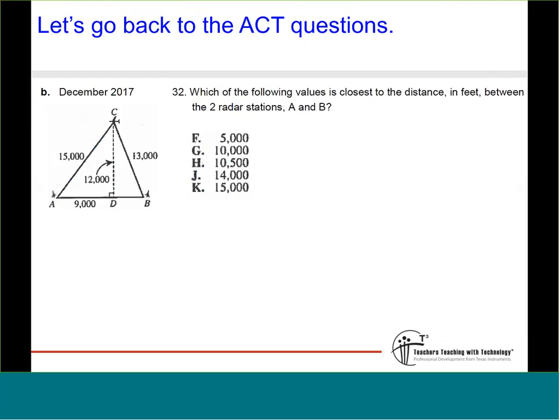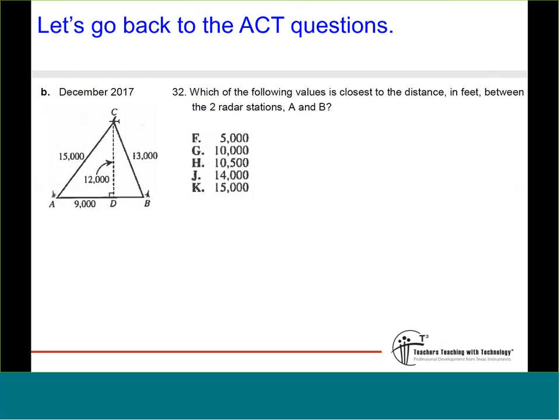So this is back to the ACT question. This is December 2017, number 32. And it says, which of the following values is closest to the distance in feet between A and B? So I'm just going to give you a few seconds to think about that. You may not have enough time, but just kind of get an idea. And so about 15 seconds. Yeah, Jeff, there is a halfway answer.